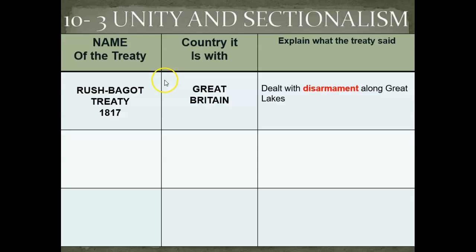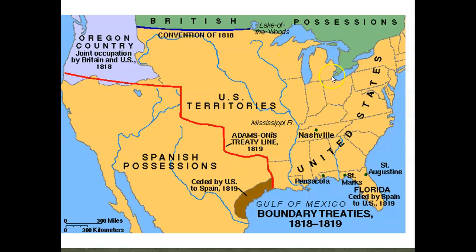So that's why it's called the Rush-Bagot Treaty. And it deals with disarmament along the Great Lakes and on the Great Lakes. So let me show you. So there we see our Great Lakes.